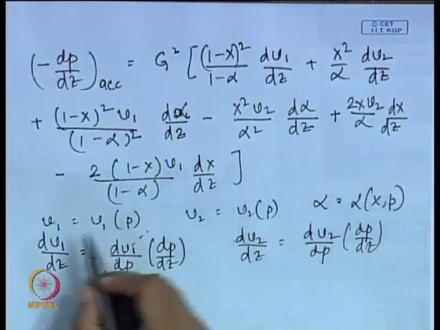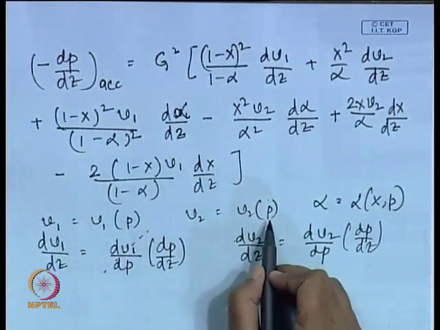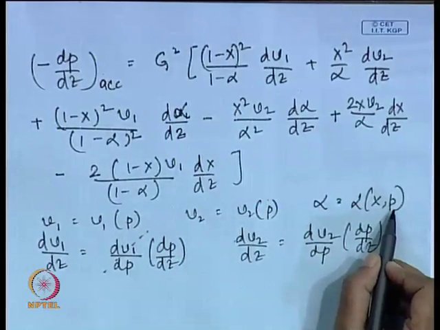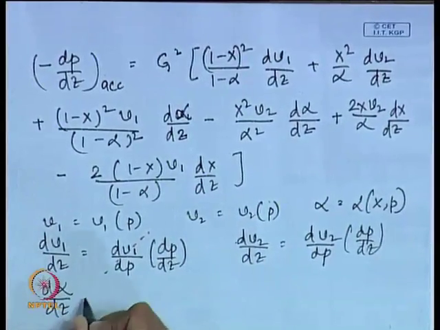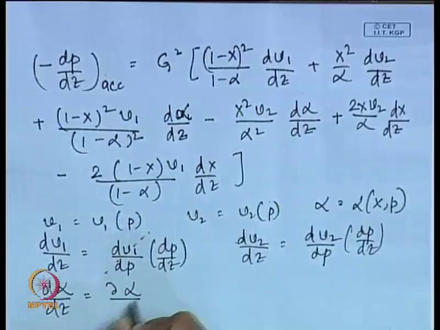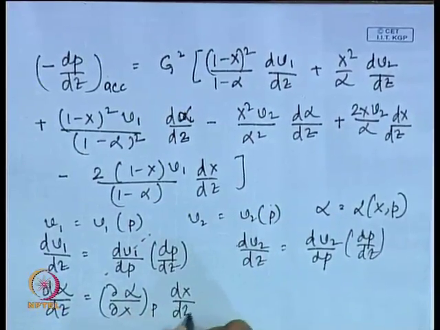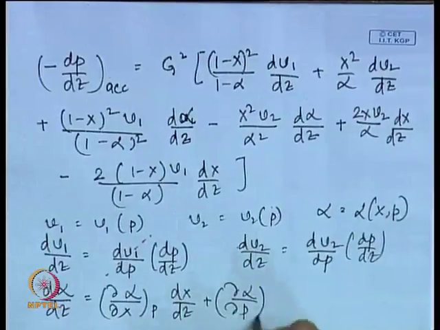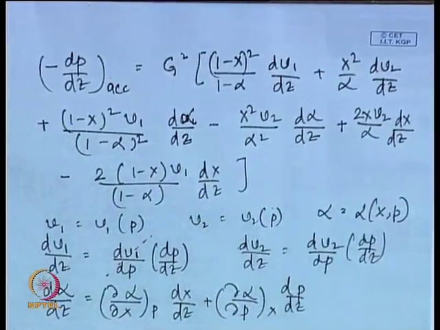So, alpha, just like v1 was a function of pressure only, v2 was a function of pressure only, we find alpha is a function of x as well as p. Agreed? So, therefore, d alpha dz can be written down as del alpha del x at constant p dx dz. Again this becomes an input, plus del alpha del p at constant x dp dz. This again depends on pressure.